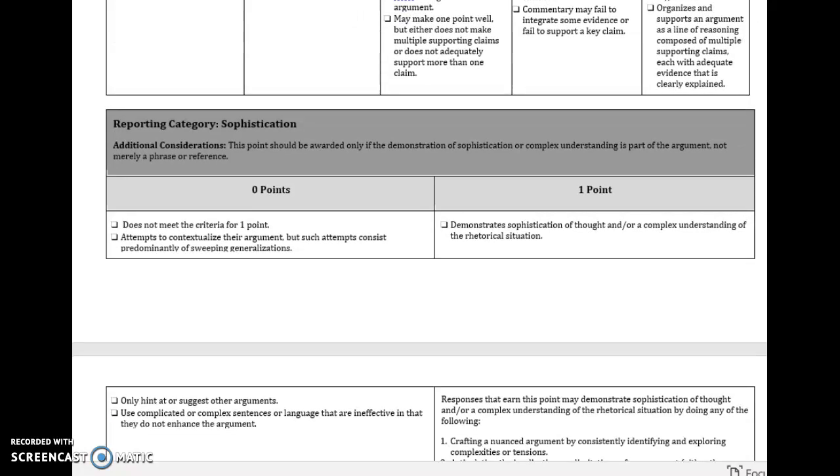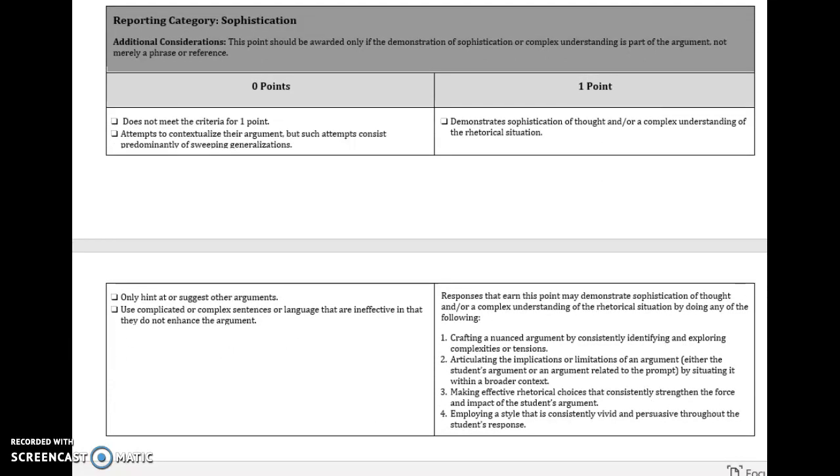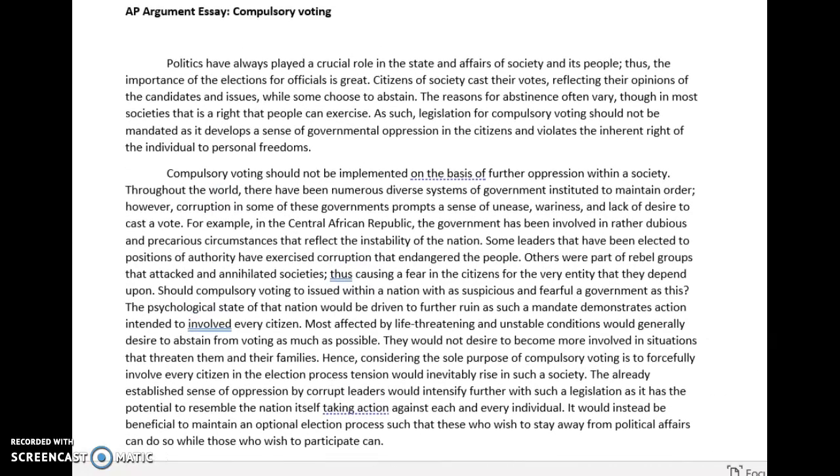that is available in your claim. And finally, the sophistication category, which, as I told you before in the rubric analysis video, is extremely difficult to earn. We are looking for sophistication of both ideas and also sophistication of language, sentence structure, and diction. And so we will go through this rubric more specifically as we are scoring this essay.